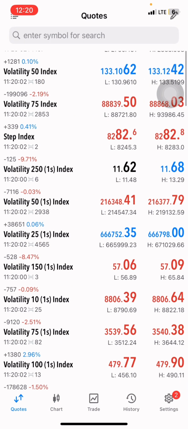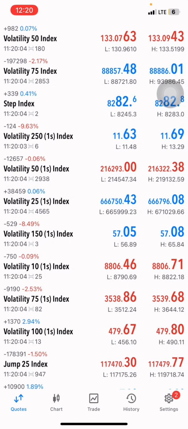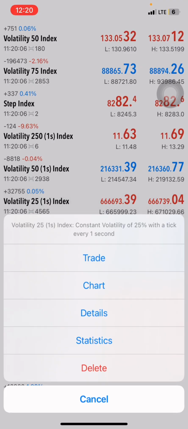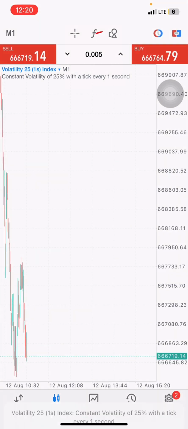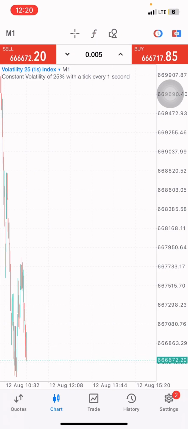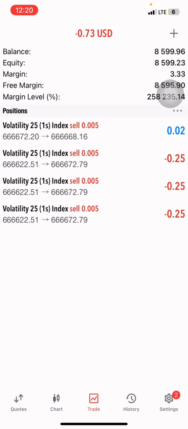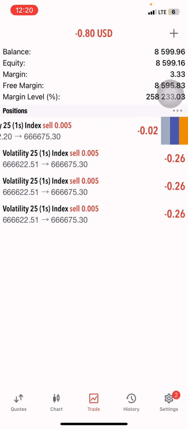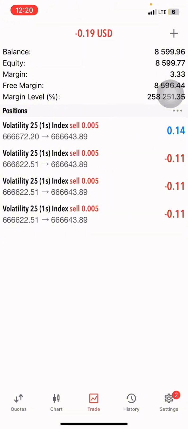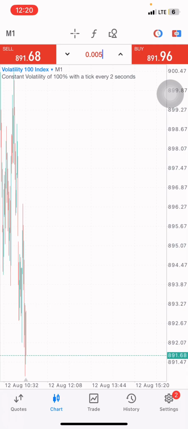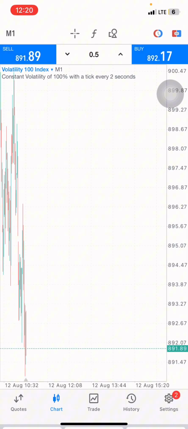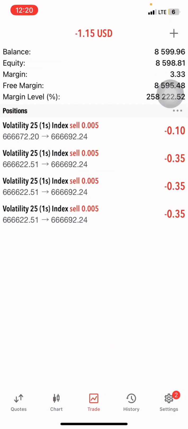But for a pair like volatility 25 1s, let's go to 25 1s. You see that I can go as low as 0.05. Yes, so I can sell with the lowest lot size. See, I can sell with 0.005. Meanwhile, with volatility 100, the lowest lot size is 0.5.